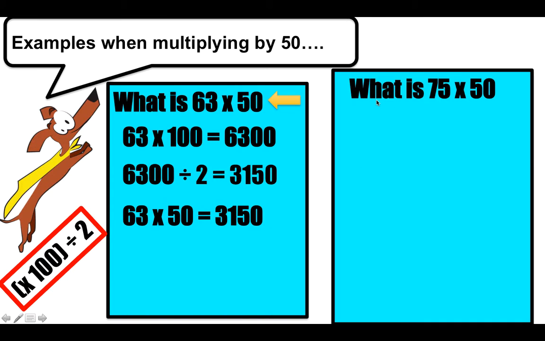And a more difficult question again. What is 75 times 50? Well, let's start with the first step. Multiply by 100. 75 times 100 is 7,500.